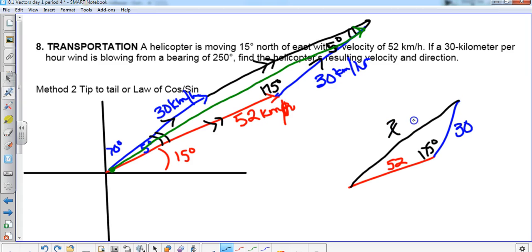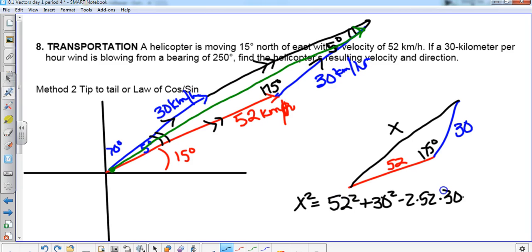We can find that value, which I attempted to call x very crookedly. By what? Law of cosines. So I want everybody to type 52 squared plus 30 squared minus 2 times 52 times 30 times the cosine of 175. And then square root. After you square rooted, you got 81.9 kilometers per hour. Does that sound familiar?